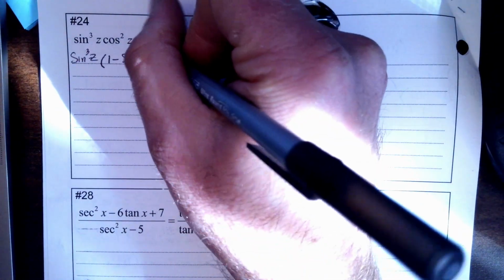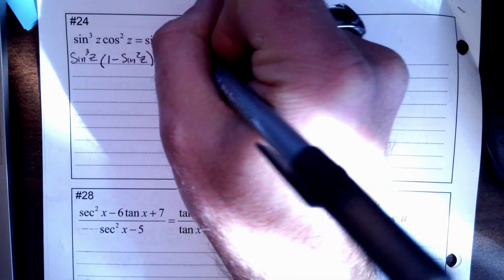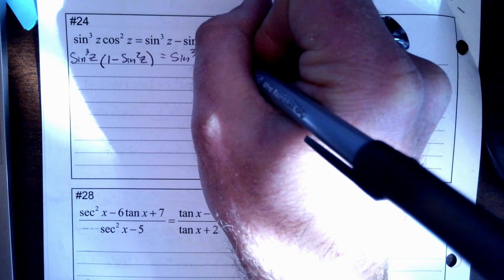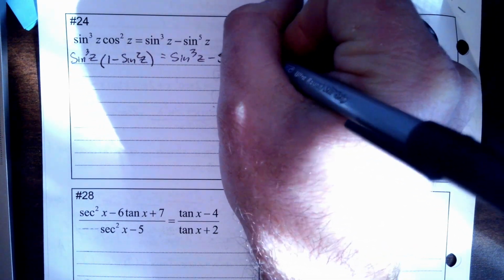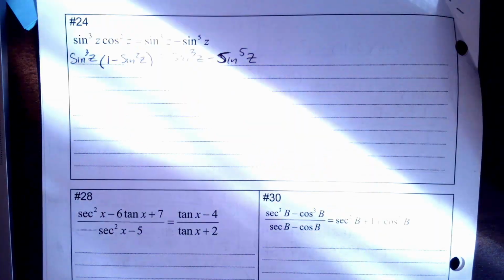And we'll just keep this sine cubed of z out here for a second. And that will equal the sine cubed of z minus the sine to the fifth of z. I was really excited for that 5. Make sure that you guys can see the notes a little bit better in there.